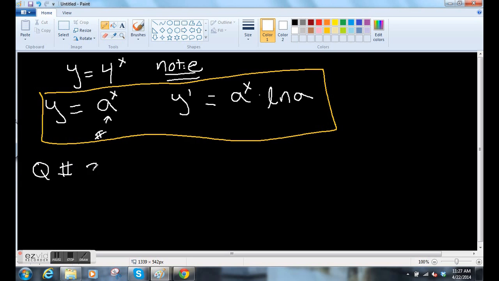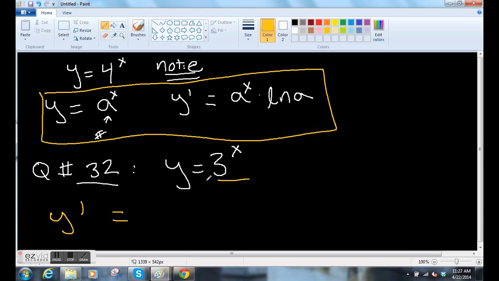Question number 32. Suppose you have this function, y equals 3 to the x. Okay, so the derivative of this function is equal to, we're using this rule, first of all you just write it the same, make your little carbon copy, you haven't changed it, just rewrite it, 3 to the x. Now we take the natural log of the new base, which is 3.